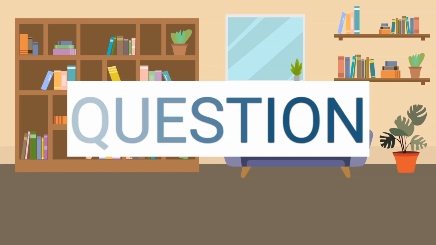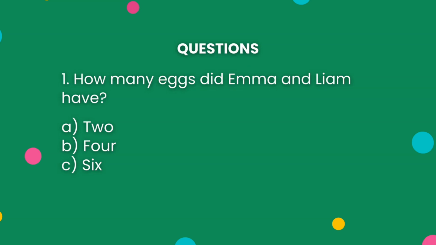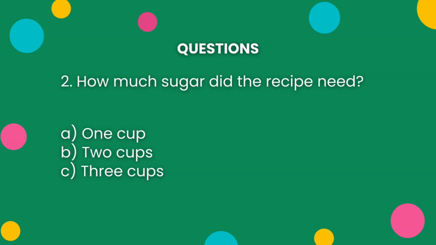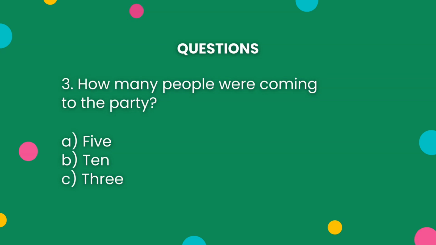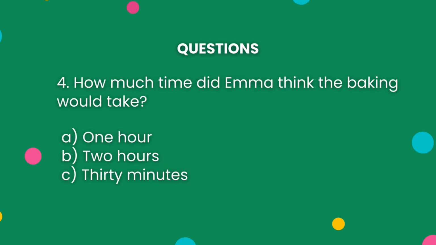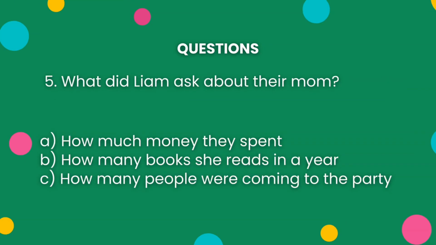Question. 1. How many eggs did Emma and Liam have? 2. How much sugar did the recipe need? 3. How many people were coming to the party? 4. How much time did Emma think the baking would take? 5. What did Liam ask about their mom?